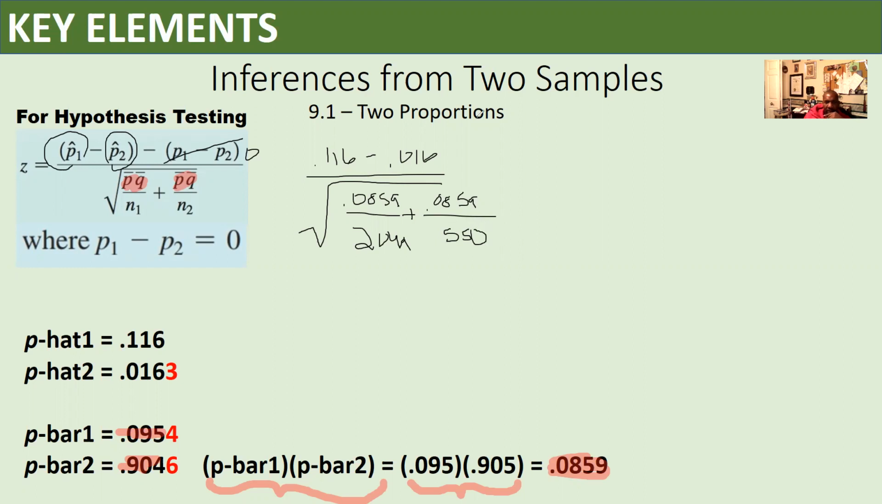Now, I always encourage when you do these problems to take baby steps, right? So the first baby step that I think is important is to calculate this numerator over here. The numerator, when we do that, is going to give us a value of 0.0997.